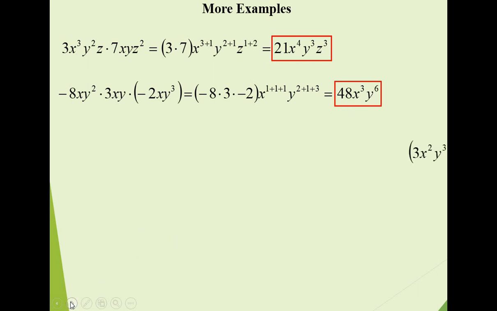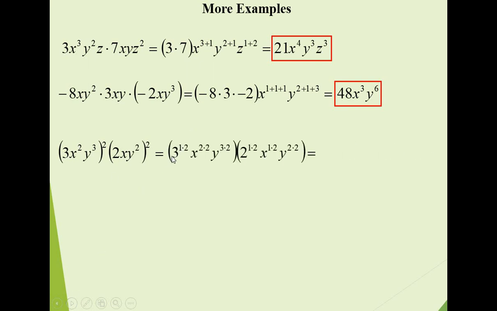Let's look at another example. Here you are given 3x squared y to the 3rd in bracket, all squared, times 2x y squared, all squared, right? So first, you're going to take this 2 to multiply each power in the first bracket. And then you're going to take this 2 to multiply each power in the second bracket. And this is how you would write it.